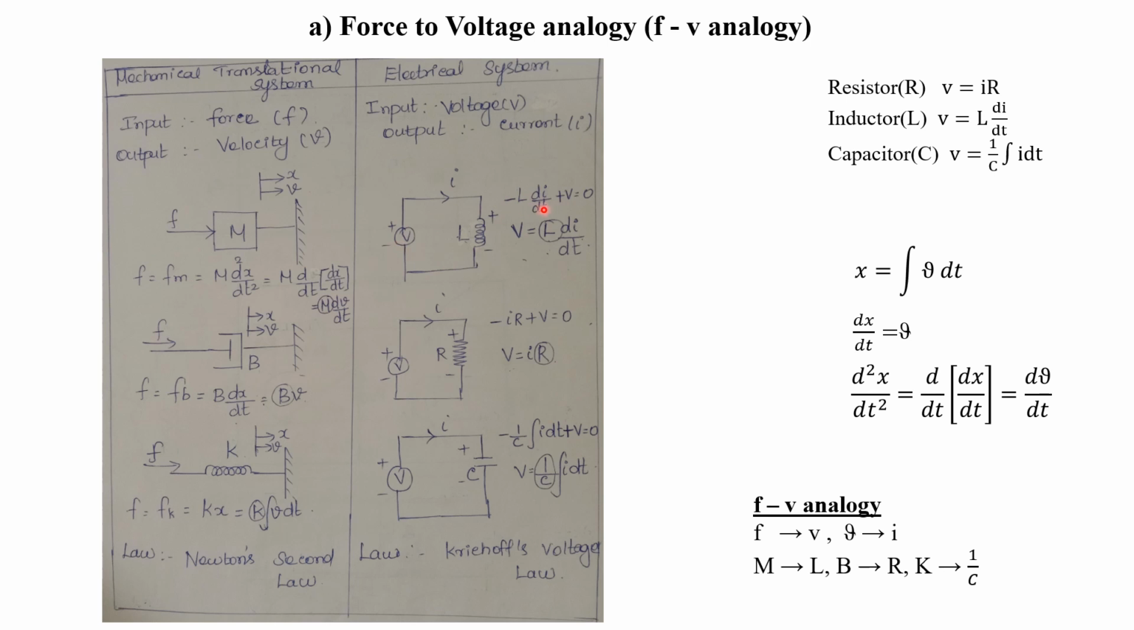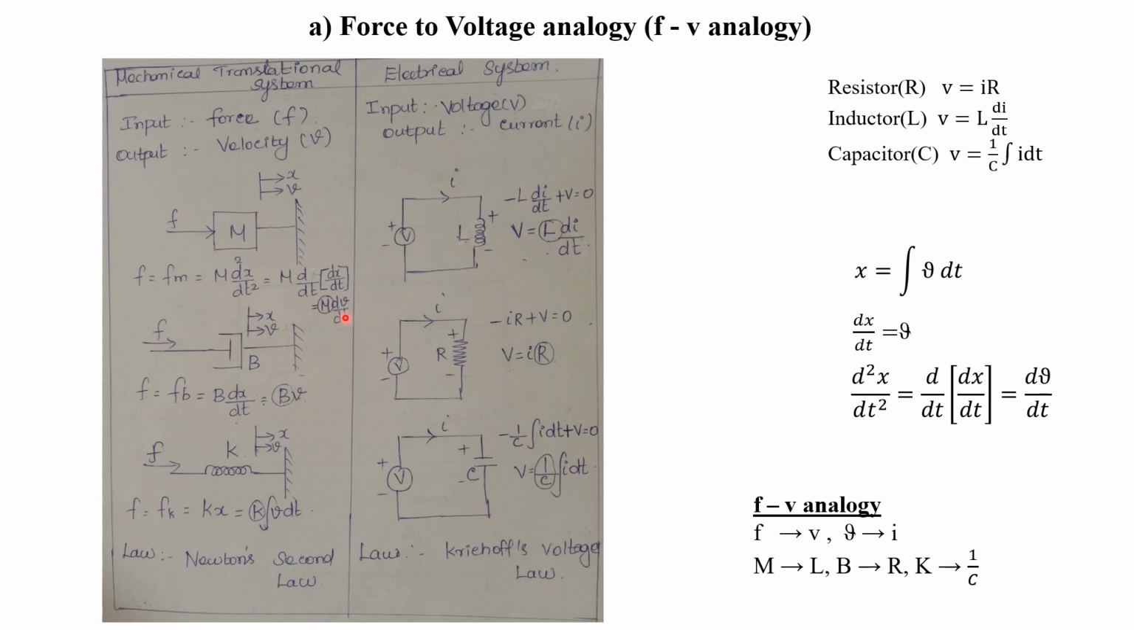Here the voltage is V, so this is nothing but a rise, and that is equal to 0. The algebraic sum of the voltages in a closed path will be equal to 0. Now we bring this plus V to the right side, then it becomes minus V. Multiplying throughout by a minus sign, we get the equation: V is equal to L into di by dt.